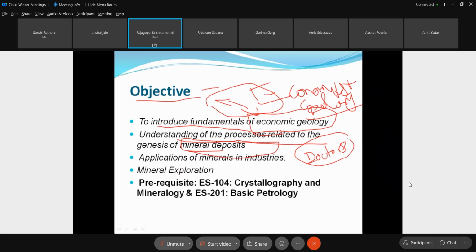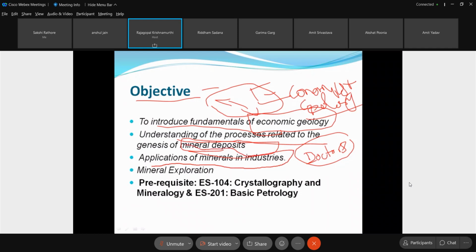A doctor gives treatment once he understands the total mechanism of the body. The same way, we try to understand the deposits, then go for exploration or exploitation. So this particular economic geology has tremendous applications in the field of minerals and industries.